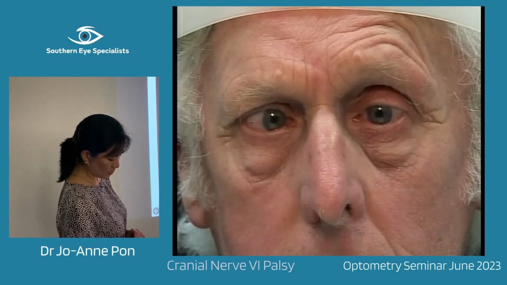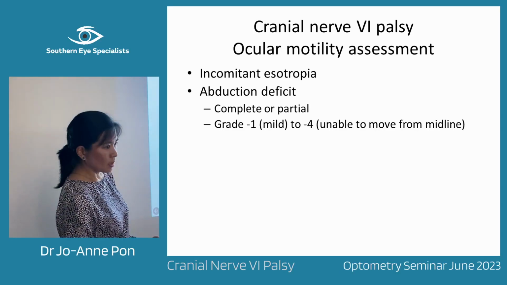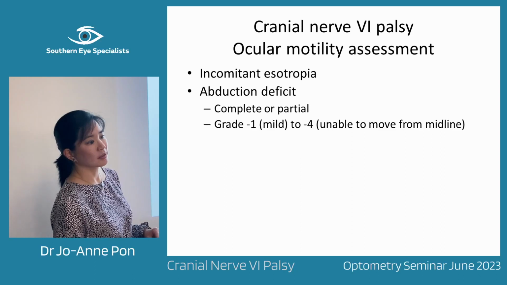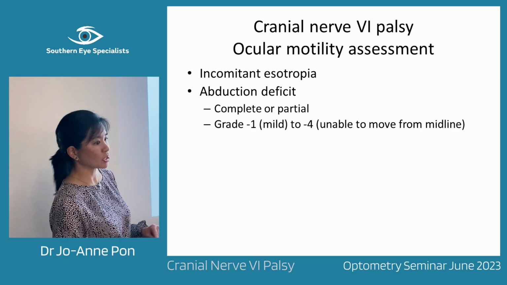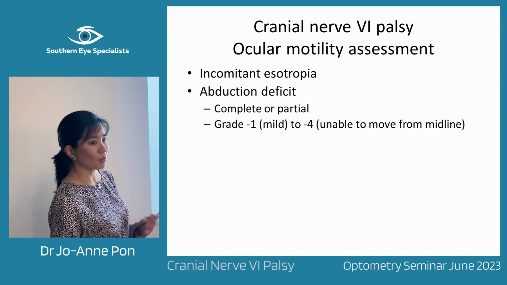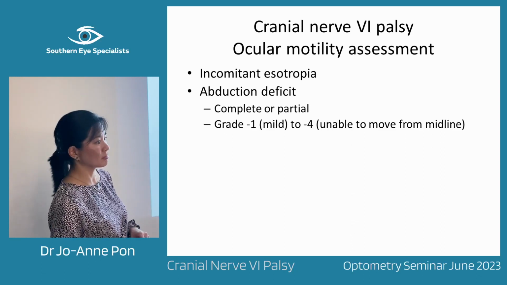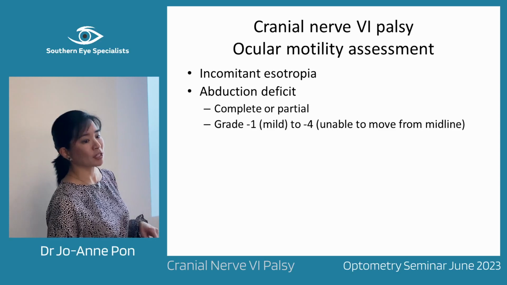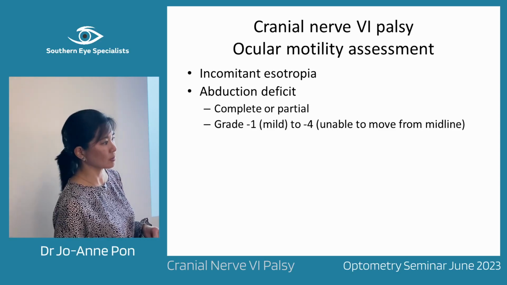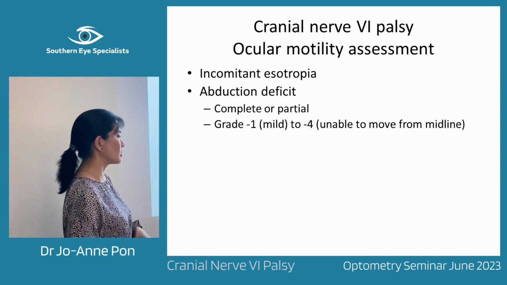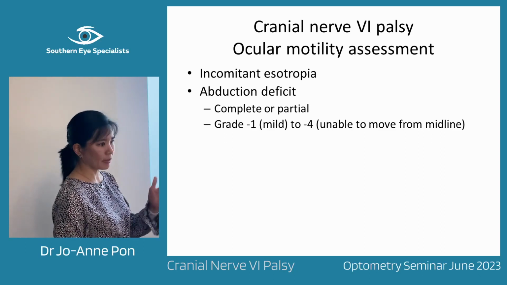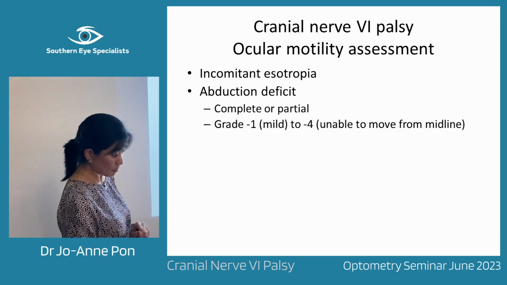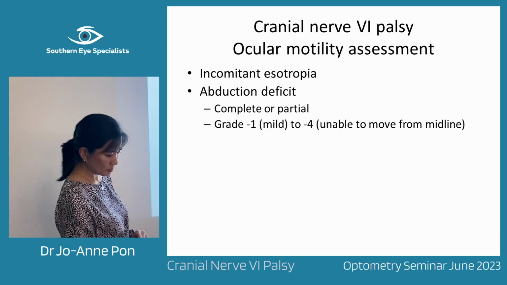Okay, so the key thing about the esotropia is that it's concomitant. It's going to be much worse looking in the direction of the palsied muscle. And you'll also notice abduction deficit, which is asymmetrical. And we usually grade them, mild being -1, -4 means you can't even move your eye past the midline, because it can be complete or partial.